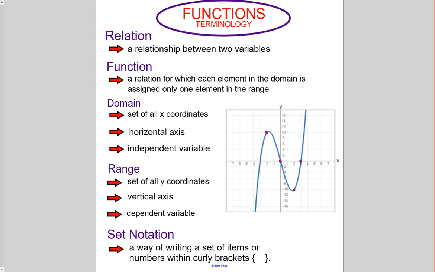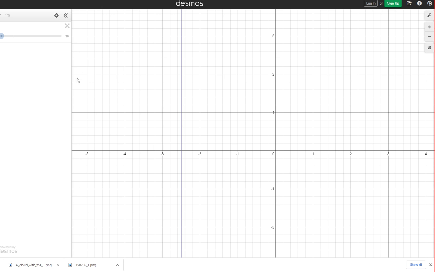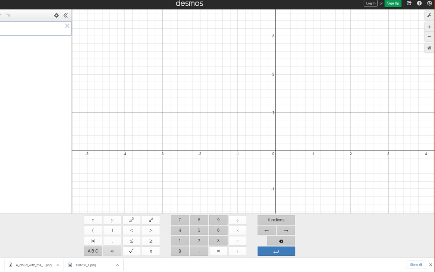If we go to Desmos for a second, I know you can't see everything that's on the screen there, but I'm going to make a little function here. I'm going to say f of x equals, let's do x squared. That's just our basic quadratic, and there it is on the screen. So I've done my f of x equals x squared, or y equals x squared.